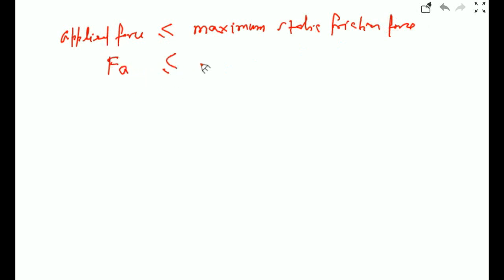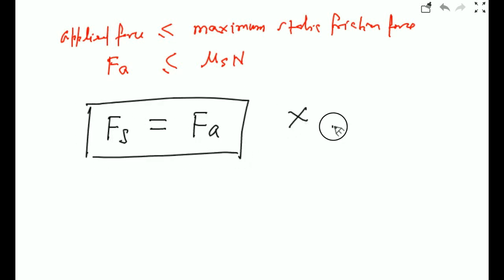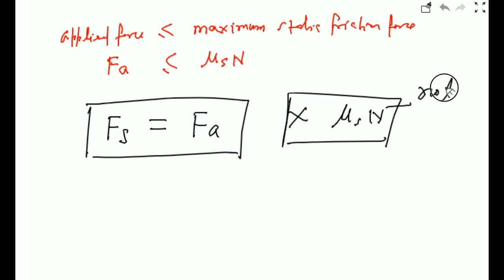is less than or equal to the maximum static friction force, that is, if your applied force is less than mu s N, then the static friction force is equal to Fa. So very, very important, it is not mu s N. Okay, first go for only the less-than case.